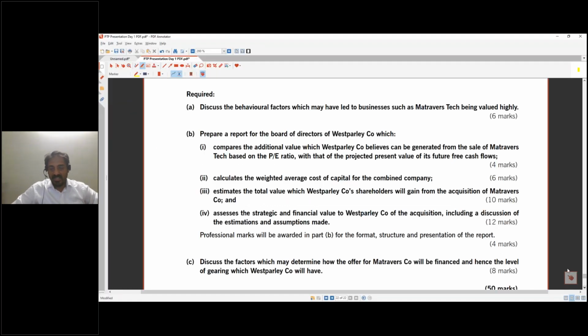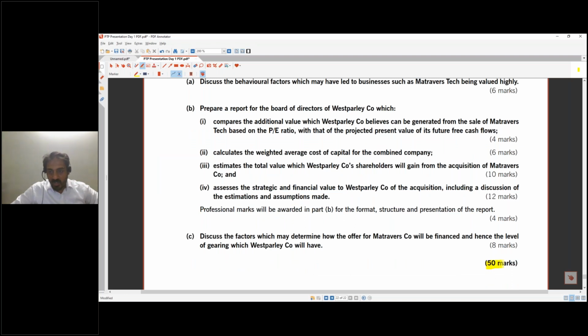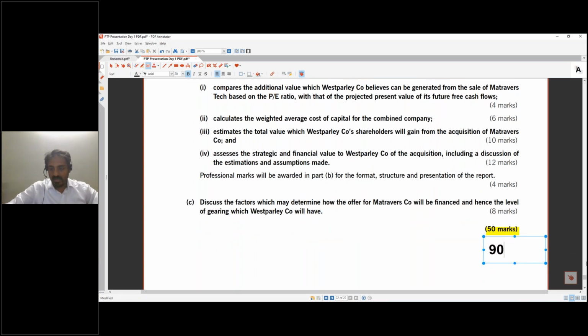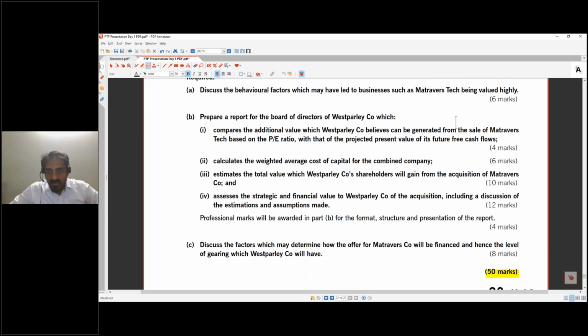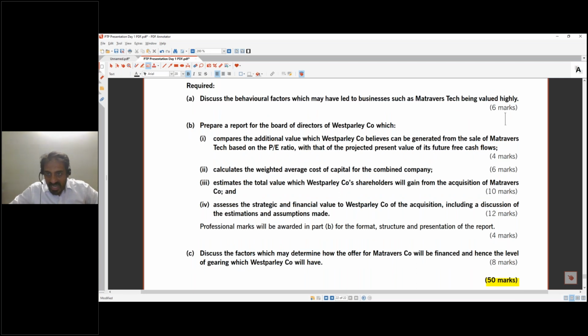Which means that for a 50 marks question, you have 90 minutes. And this 90 minutes is allocated across the sub-requirements, with the allocated marks 6, 4, 6, 10, 12, 4, 8. And that is called time management.